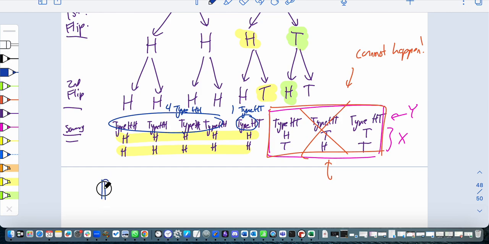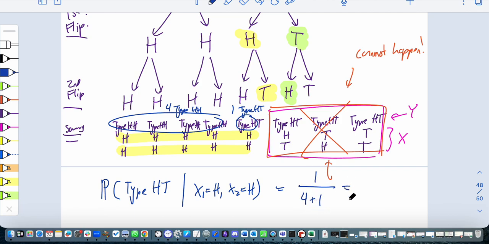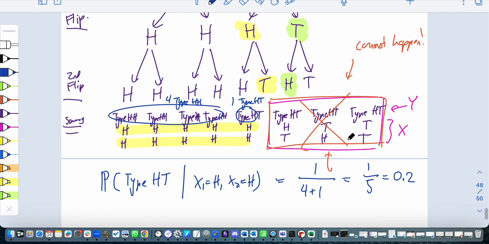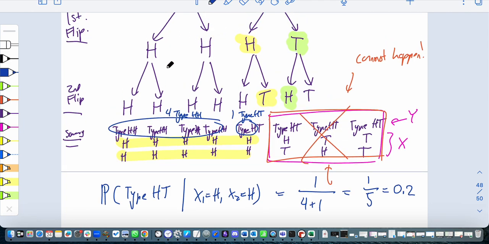So the probability it is type heads, tails, given x1 is heads and x2 is heads, is 1/5, and it's really 1 out of 4 plus 1, right? There's 1 universe where it's type heads, tails, that's consistent with heads, heads, and there are 4 universes where it's type heads, heads. Okay, so 1/5, also known as 0.2. All right, so this is the picture proof that is going on here. Any questions or comments about this?